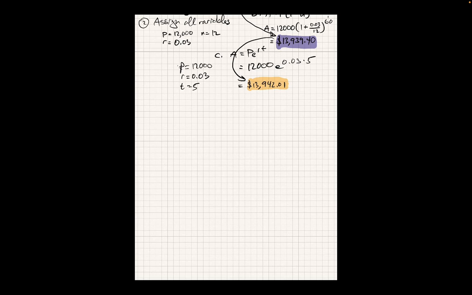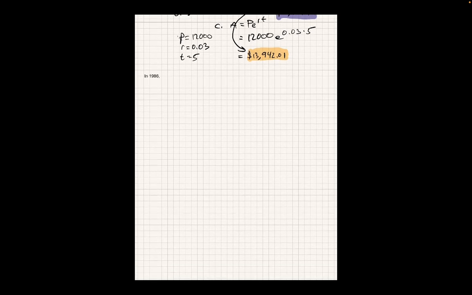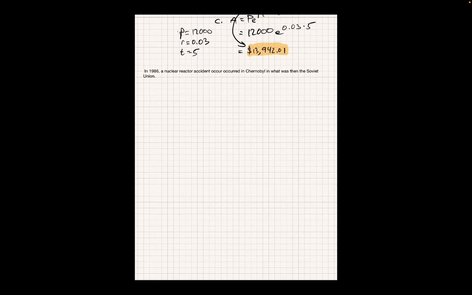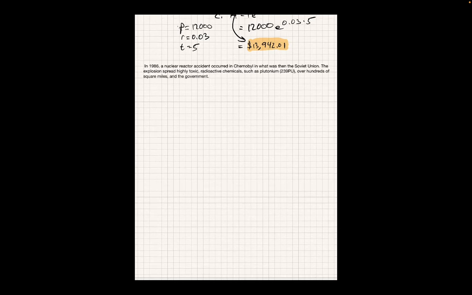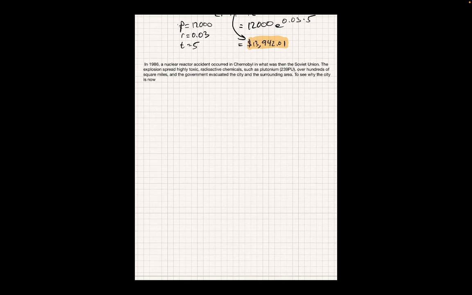In 1986, a nuclear reactor accident occurred in Chernobyl in what was then the Soviet Union. The explosion spread highly toxic radioactive chemicals, such as plutonium (239 Pu), over hundreds of square miles, and the government evacuated the city and the surrounding area. To see why the city is now uninhabited, consider the model.